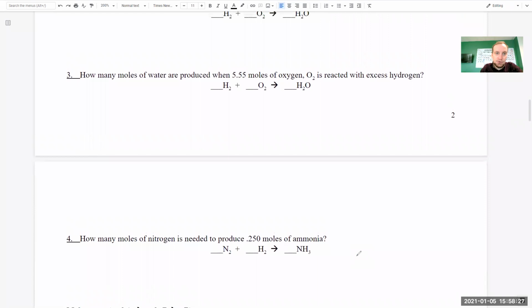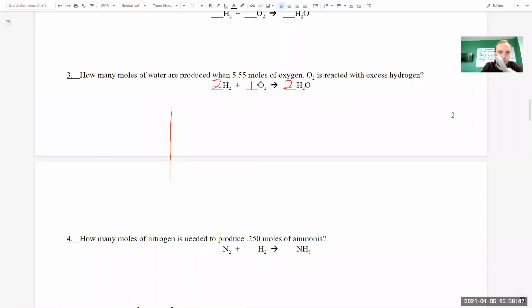All right, the next thing we're going to do is number 3. Number 3, we have a chemical equation. I'm going to go ahead and balance that first. This looks familiar. I know I need to put an arrow there. I need to put a 2 there and a 2 there and a 1 there because we just looked at number 2 and it's the same thing.